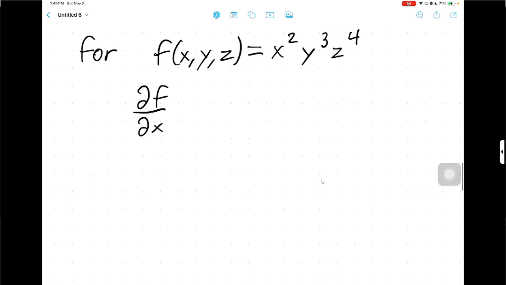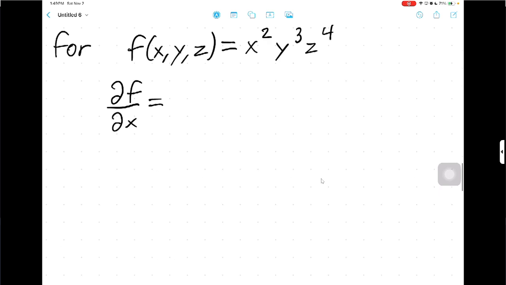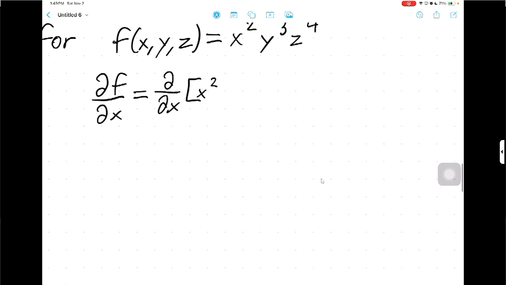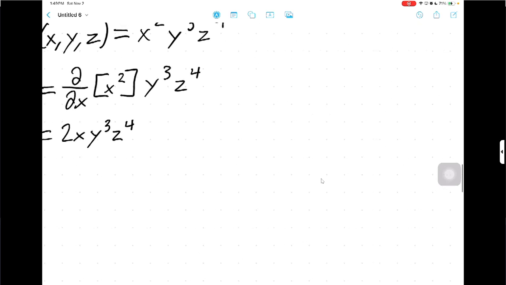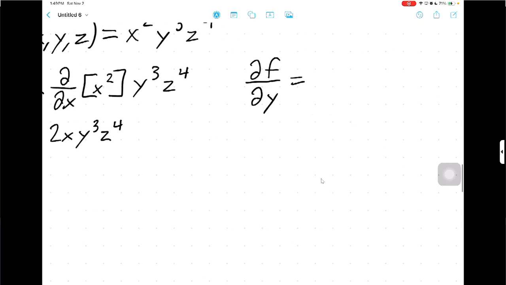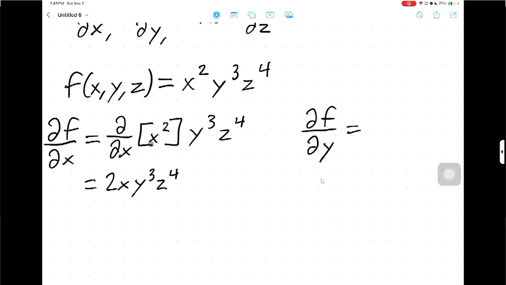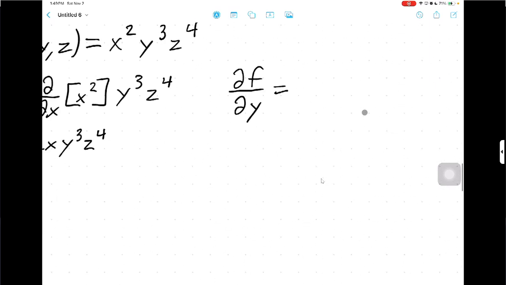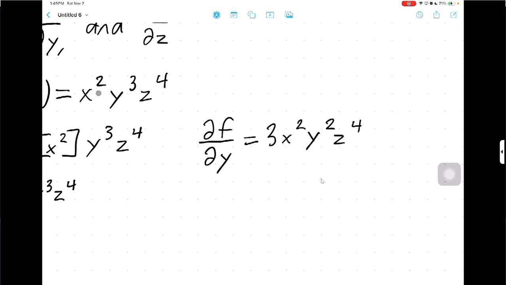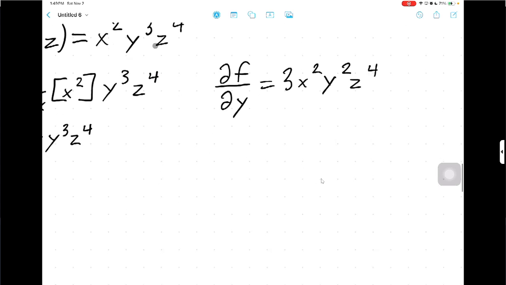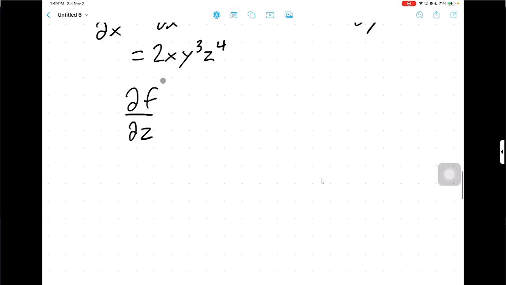Partial f with respect to x is going to be doing the same thing as earlier. We're going to hold everything else constant, and we're only going to care about the x squared. So we get 2x y cubed z to the 4th. We're going to go through a similar thing for y. I'm not going to write the partial x here like this anymore because I think we've done a lot of those already. So we should end up with 3x squared y squared z to the 4th, because the derivative of y cubed with respect to y is going to be 3y squared times the rest, the x squared and z to the 4th. Very similar thing for z. We will just get 4x squared y cubed z cubed.